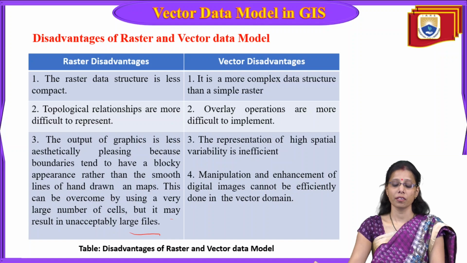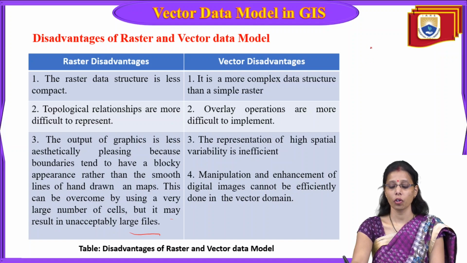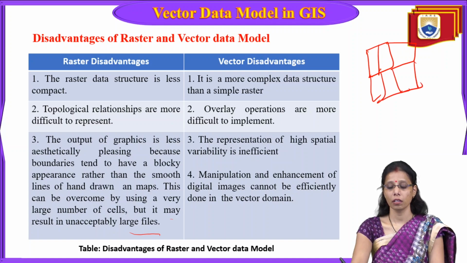So complex data structure, as we have just seen, it has two types of vector data modeling. One is spaghetti, the other one is topological. The topological model handles complex situations. It will cover the areas with a complex situation, like for example these polygons 2, 3, 4, 5, where common lines will be there.